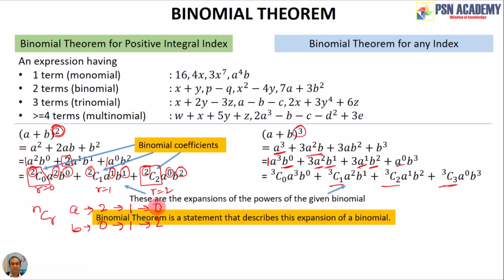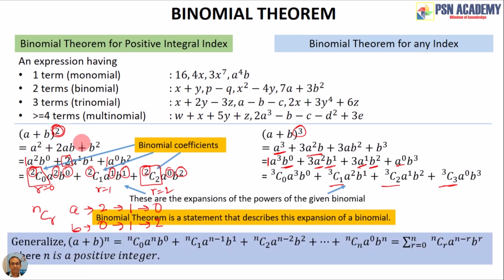So what is your binomial theorem? Of course, it's a statement that will show you the way in which you will expand the given binomial. So whatever may be the terms inside, and whatever may be the power here, it may be 2, 3, 4, 5 like that, you just follow the pattern and get the result without multiplying each term.